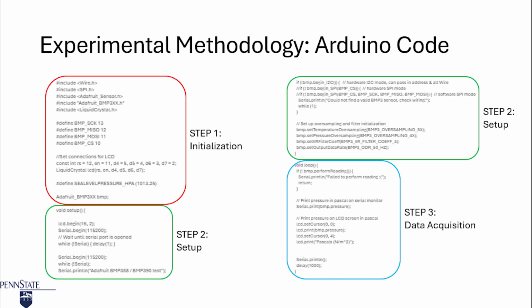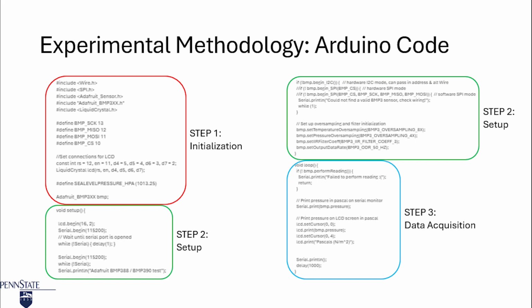So you can see, especially in the data acquisition where a lot of the relevant lines of code are, we have it read the pressure from the BMP sensor, followed underneath that by the units for the pressure, and then we have this repeated code delayed every 1,000 milliseconds.